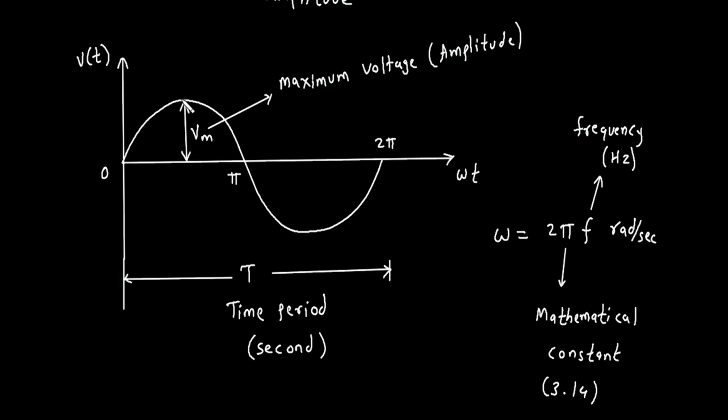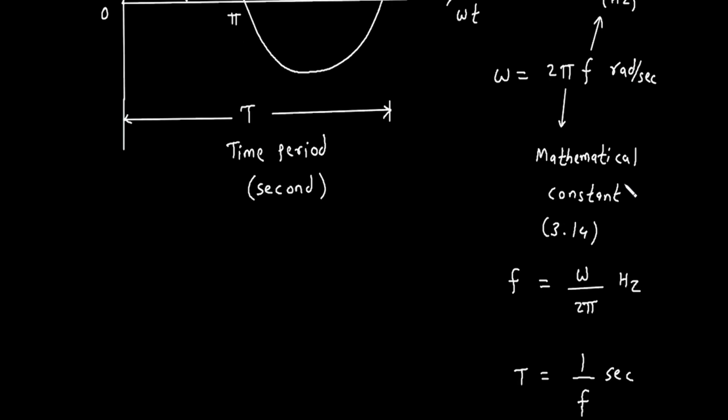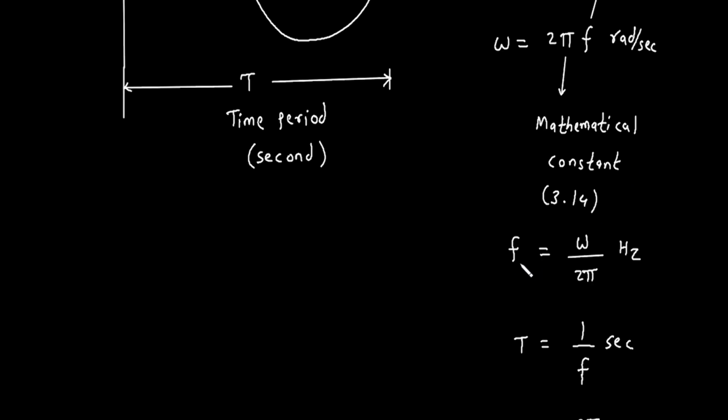The angular frequency omega is crucial in determining how quickly the voltage changes over time. It is given by ω = 2πf. Here, f is the frequency in hertz, and pi is the mathematical constant approximately equal to 3.14. Angular frequency is measured in radians per second. Frequency is the number of cycles the voltage completes in 1 second. It's measured in hertz. You can calculate the frequency from the angular frequency using f = ω / 2π.